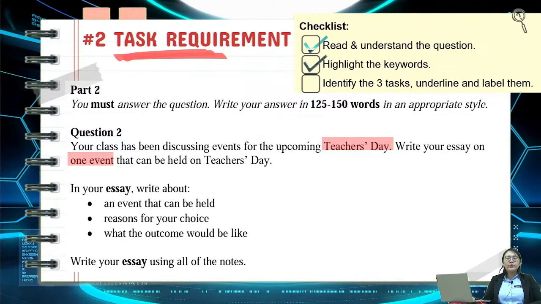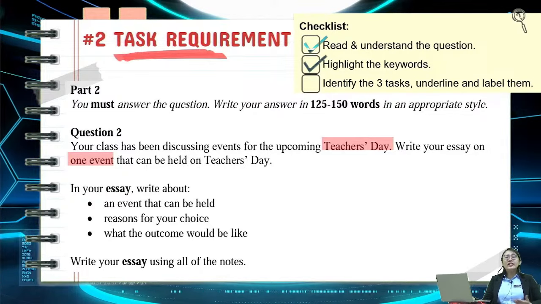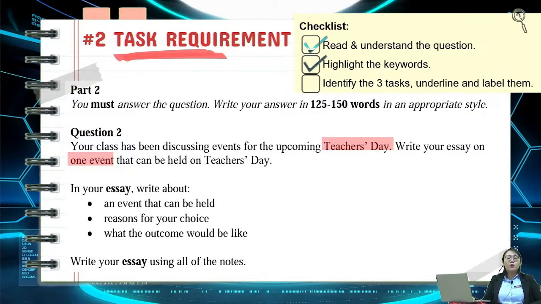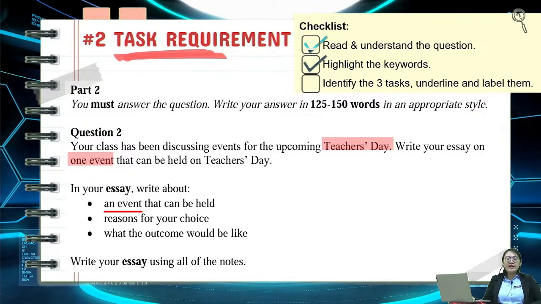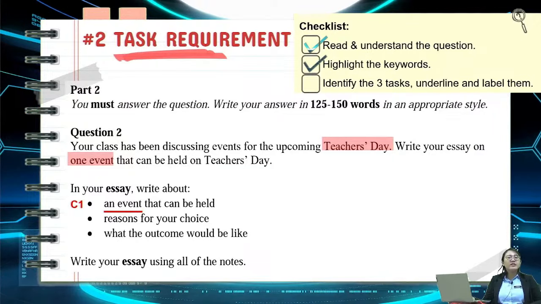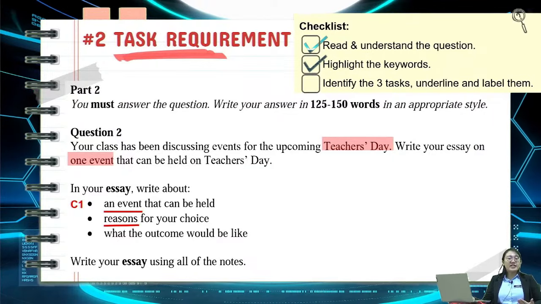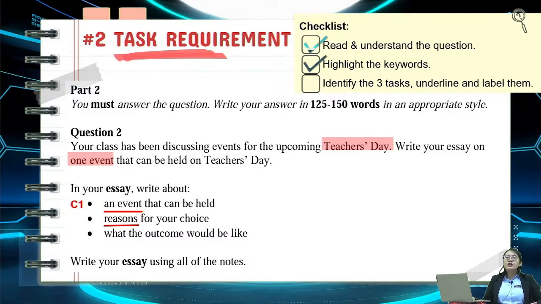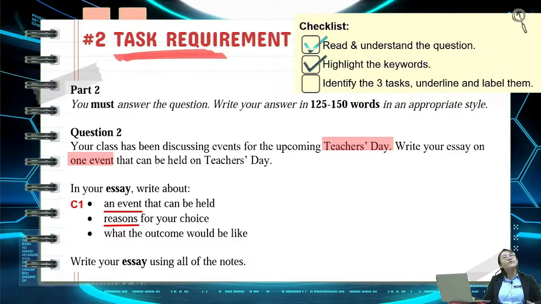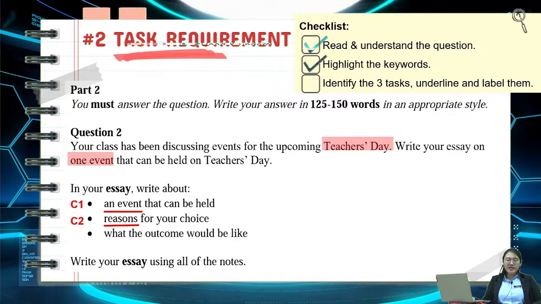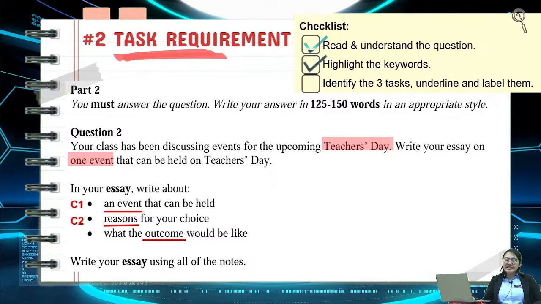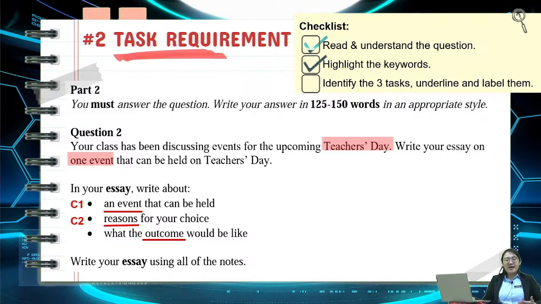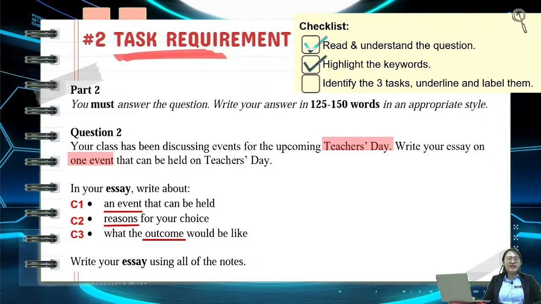Next, we have to identify the three tasks. Usually, it's quite straightforward, because the three tasks will be the three bullets shown in your question two. The first one is to suggest an event. That will be our C1. After you have suggested the event, you have to justify. Why do you pick this event? Why do you suggest this event to be organized? What are the reasons? More than one reason, that will be our C2. And lastly, what would the outcome be like? What is the expected outcome if you organize this event? That will be our C3.